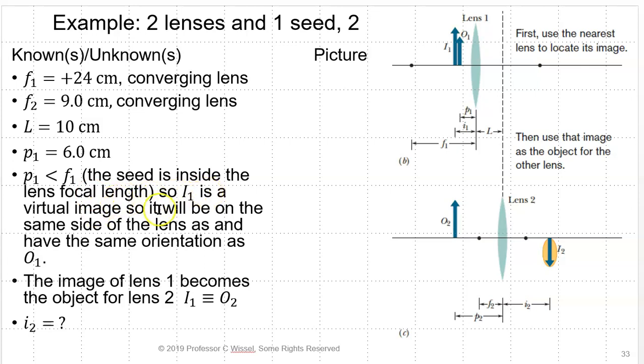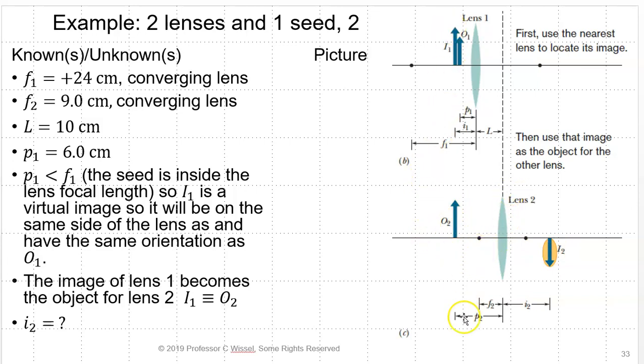So this means I1 is a virtual image. It's going to be on this side of the lens, on the left side of the lens, and it will have the same orientation, so it's going to be upright, same rotation as the seed. Okay, now once we do that, then the image of lens 1, so this is lens 1 by itself. Here is lens 2's object, the same point.